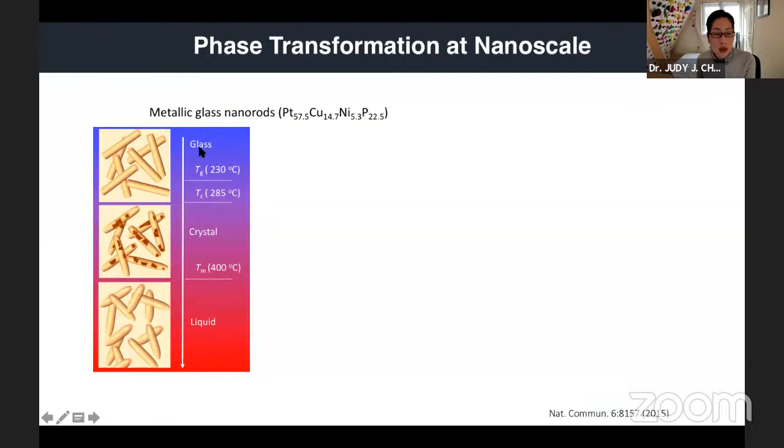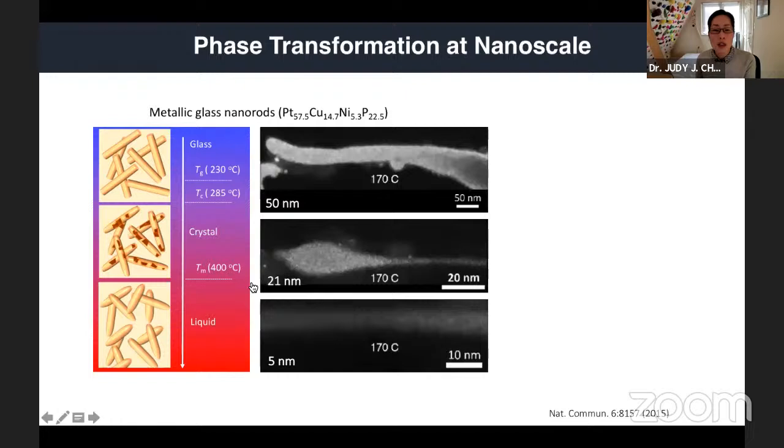From the glass, at 230 is the glass transition point. If you heat it a little bit, it'll crystallize because, again, glass is a metastable phase. And at 400, it melts. And these are the bulk values. Here is the example of these nanoscale metallic glass.